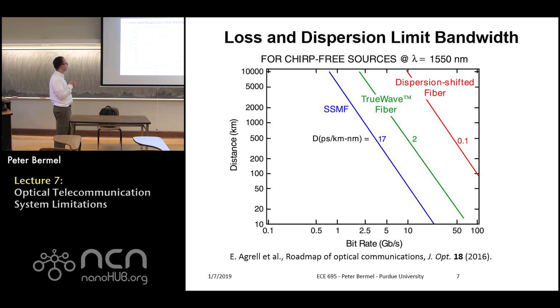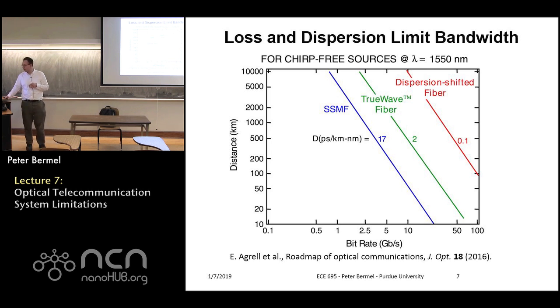What this is showing is that if you don't do anything about dispersion, then as you go to longer distances, the bit rate starts dropping tremendously. If you start talking about going across the Pacific, you're going to be limited to below 1 gigabit per second, which maybe is okay for an individual user, but if you're talking about entire countries communicating with each other, that's a really pitiful amount of bandwidth.